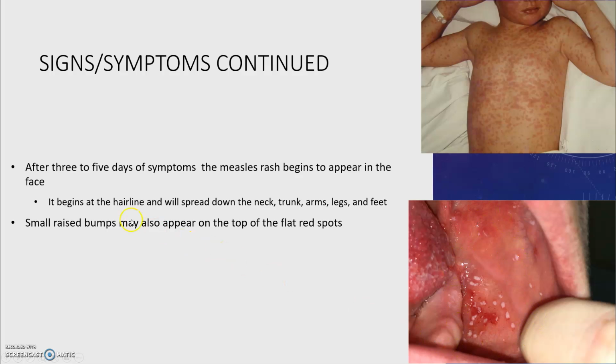And then after 3 to 5 days of symptoms, the measles rash begins to appear on the face. Unfortunately, this picture does not show the top of the hairline, but it usually will begin at the hairline and will spread down the neck, the trunk, the arms, the legs, and the feet. So we see his chest and his stomach are full of the red spots. His face is pretty red, and all over his arms are full of spots as well. Small raised bumps could appear on top of these red spots on his body, unfortunately.